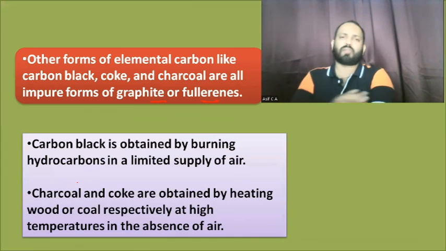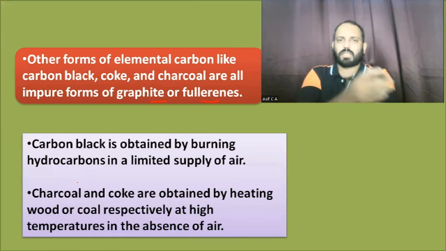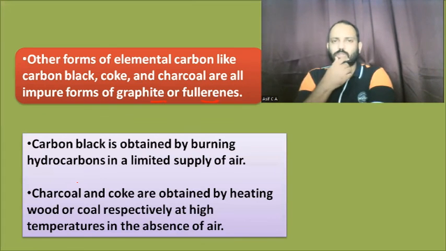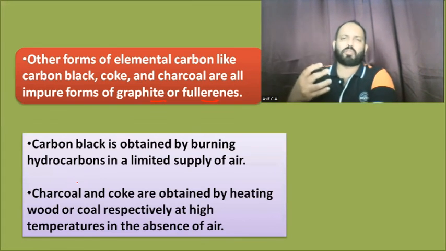So if you heat wood or coal at high temperature in the absence of air, you will get charcoal and coke. We don't have to worry that much about these amorphous forms, and the others we discussed earlier, charcoal, animal charcoal, wood charcoal. If we focus, we have to focus on the crystalline allotropes.